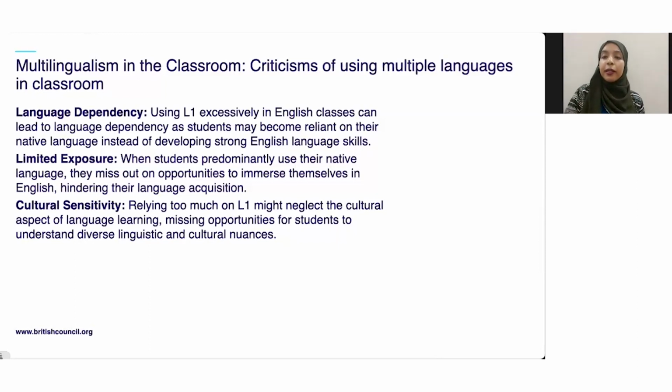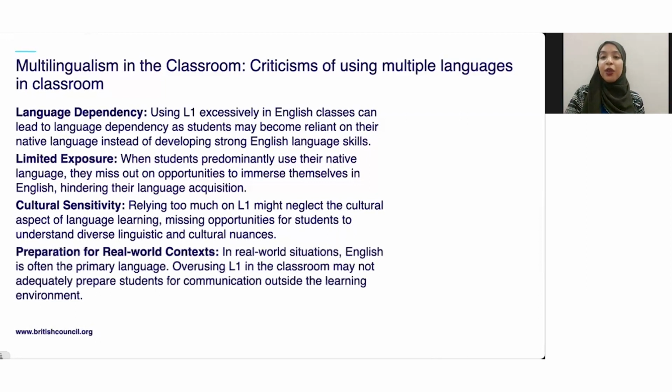Number four is preparation for real world context, because yes, in the real world, English is the primary language for communication, and using multiple languages in our classroom may not prepare our students for real world context. So these are the criticisms of using multiple languages in the classroom.